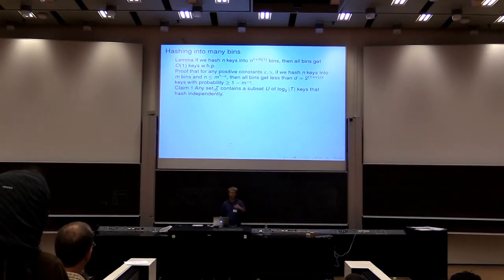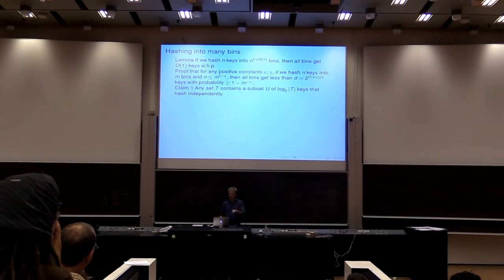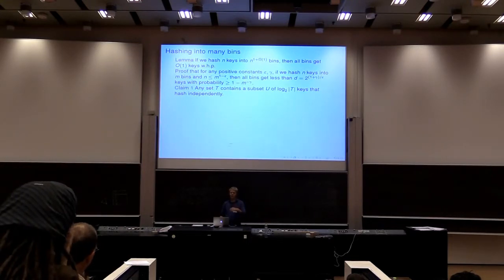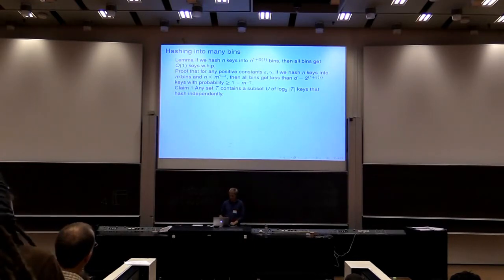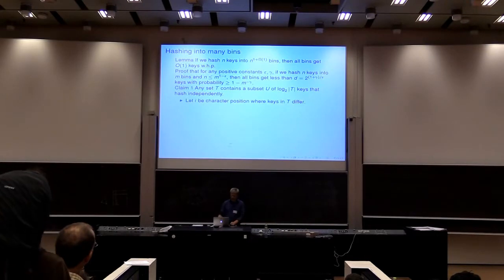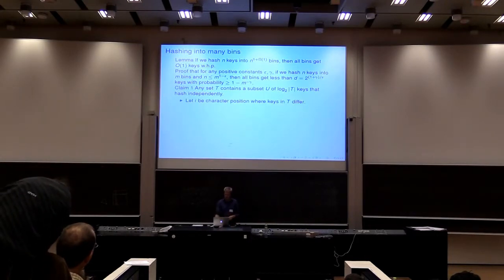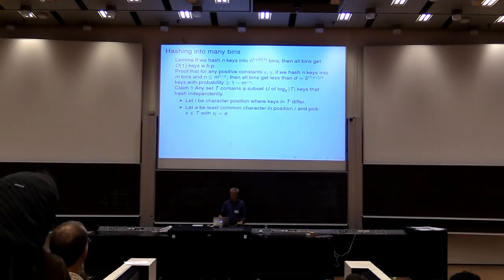So normally in proofs like the previous proofs we've seen, we have been able to argue, oh, we never consider events involving more than k things. We don't go that way here. Instead, we just say we look at a bunch of things, and then we claim inside that something is independent. And why is that? So we just say, take some character position where the keys in this set T we're looking at differ. And then let A be the least common character in that position.